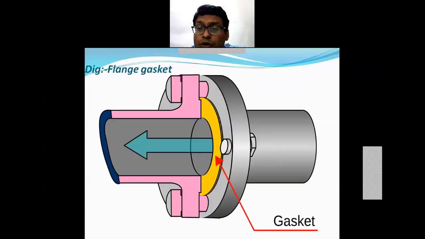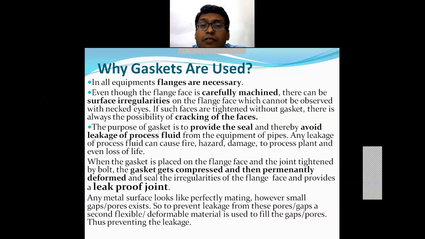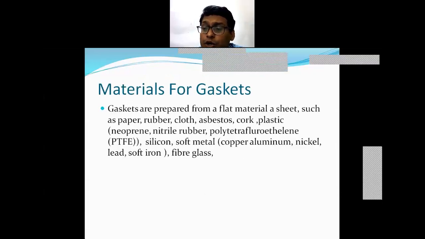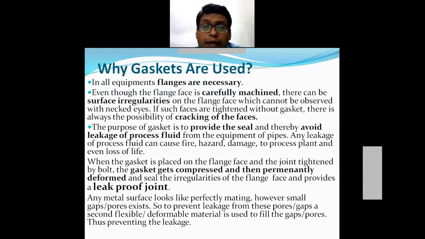Now here also you can see the yellow one mentioned, that is the gasket connected in between the pipes. Then why are gaskets used? The basic purpose is to avoid leakages of the process fluid and to serve the purpose of sealing. Flanges are basically necessary to connect two pipes.